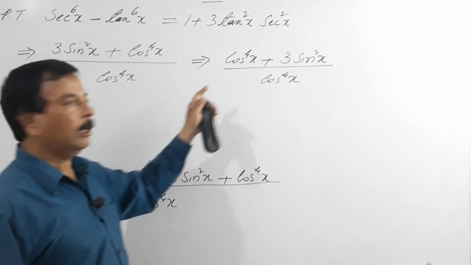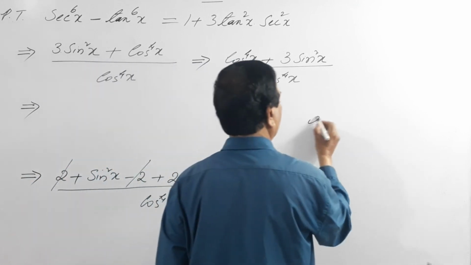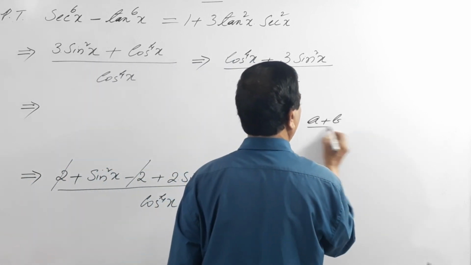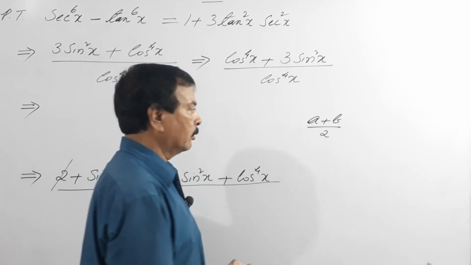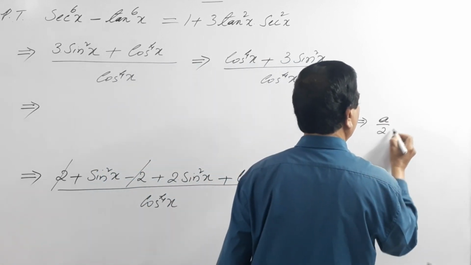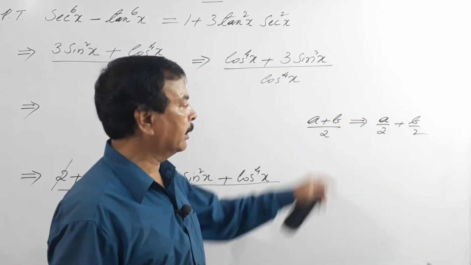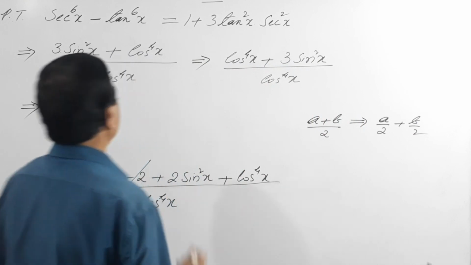So what I'll do, अब क्या करूँगा मैं? Split कर लूँगा. What is that? So we have a plus b by 2, right? So I can write this as what? A by 2 plus b by 2. Can I write like that? I have split it. So इसको क्या करूँगा?